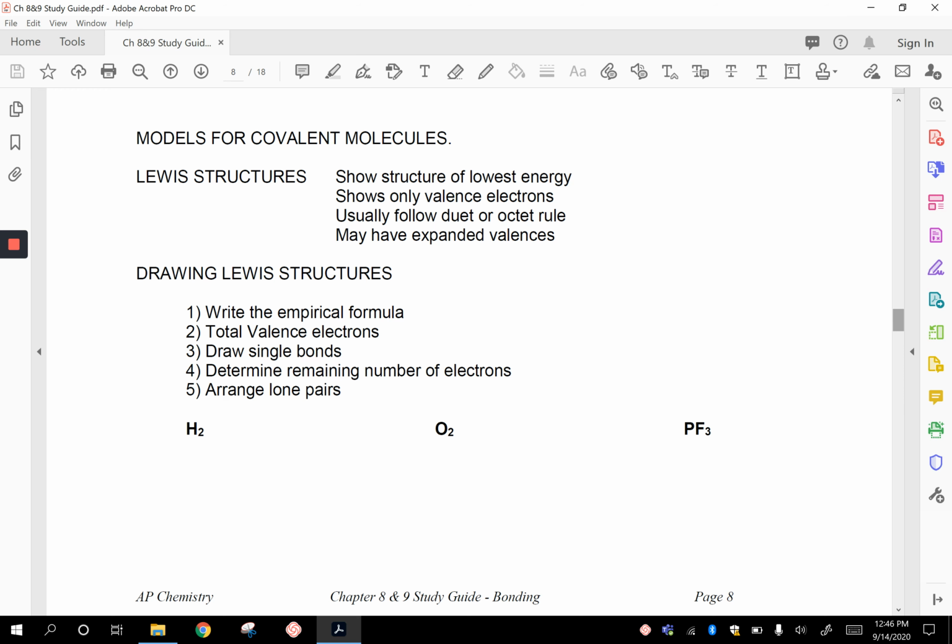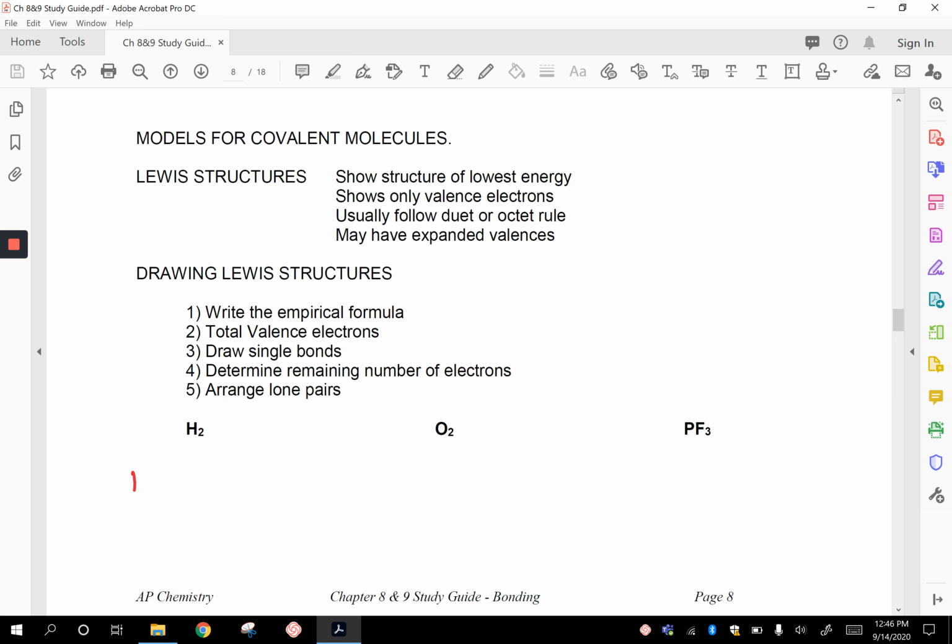When you are drawing Lewis dot structures, you've got to keep in mind that low energy means that you would want to follow the duet or the octet rule when possible, but just be aware that sometimes you have expanded or less than an octet. So how would you do this? The correct way to do it is to draw your valence electrons, move them around so that you can give everybody their duet or octet.